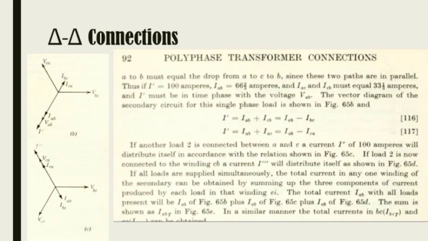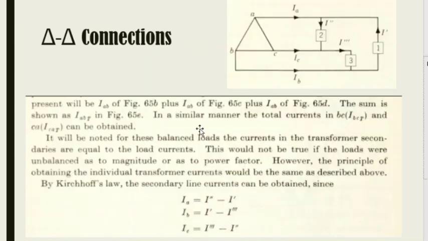Continuing on, in a similar manner, the total currents in BC, or IBCT, and CA, ICAT, can be obtained. It will be noted that for these balanced loads, the currents in the transformer secondaries are equal to the load currents. This would not be true if the loads were unbalanced as to magnitude or as to power factor. However, the principle of obtaining the individual transformer currents would be the same as described above.